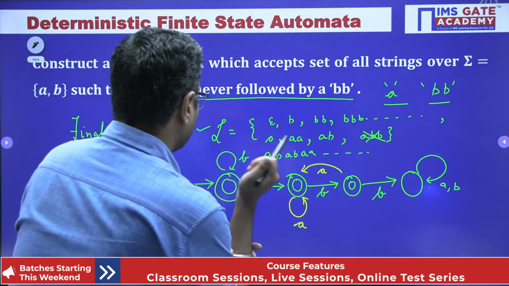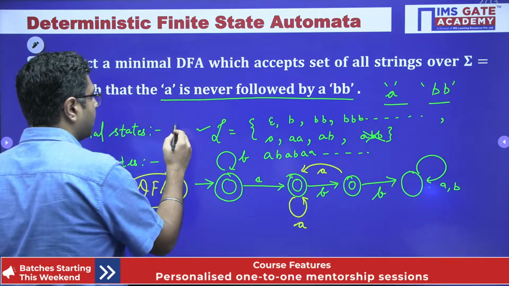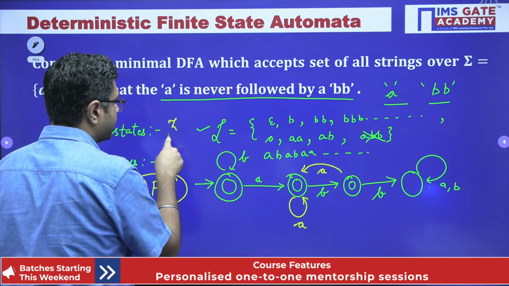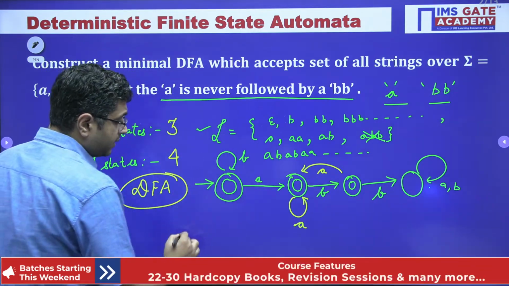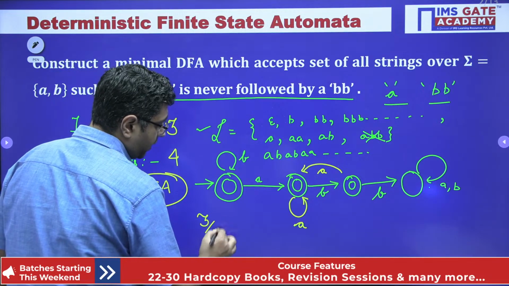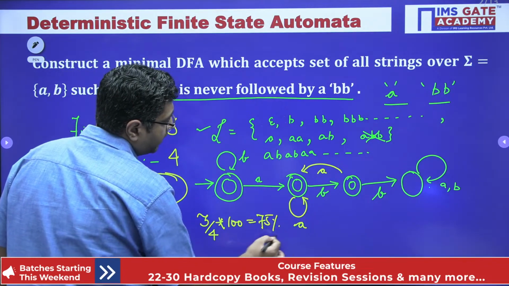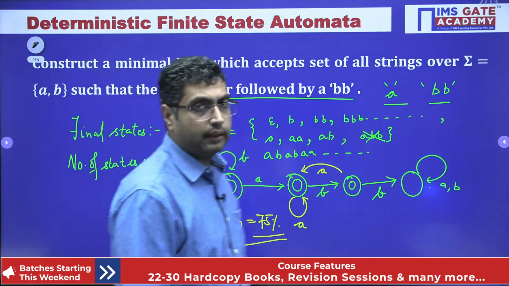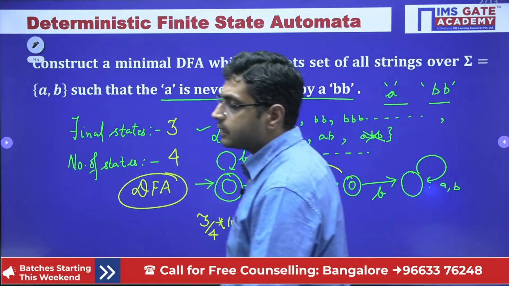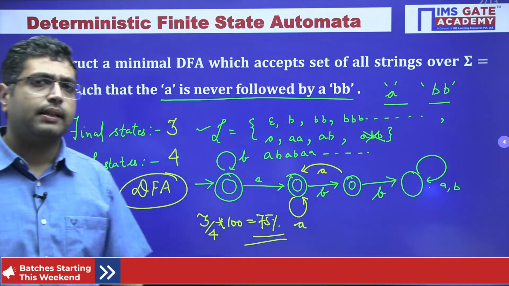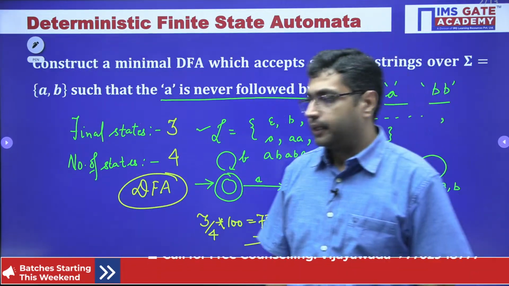So now, if we see this DFA, can you tell me the number of final states? That is 3. We have 3 final states in this DFA, and the total number of states that I have is 4. Now, what percentage of states is final? That is 3 by 4 into 100, which is nothing but 75% of my states are final states. Right? Is it making sense to everyone? So this is how we will make the DFA for this example, right? If you have any doubts, please ask me.